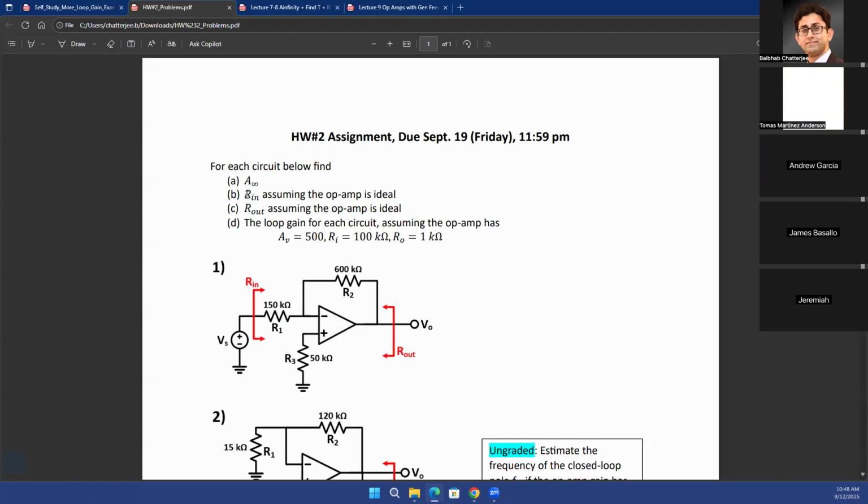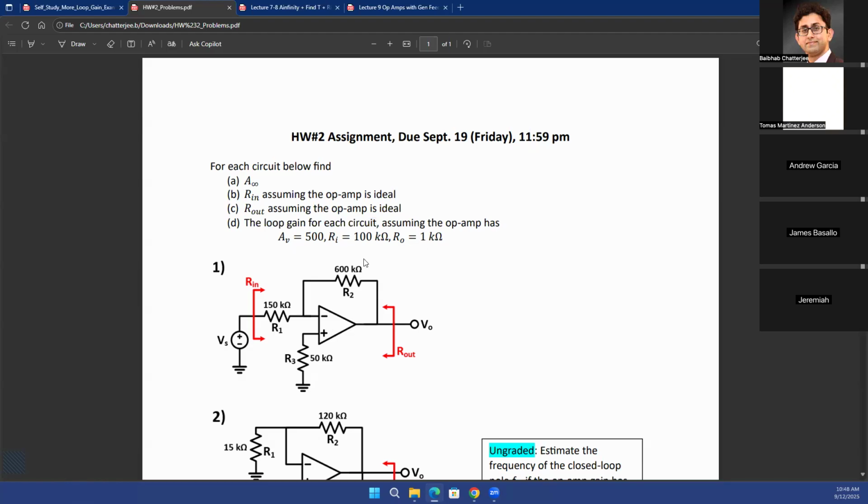The other things that you need to find out is Rin, the input resistance as seen at this particular terminal, or this particular port. Also Rout, looking at this particular port over here. And we'll see some examples today of how to find Rin and Rout. And then finally, part D is the loop gain for each circuit. When you talk about loop gain, that's basically T, or A times beta.